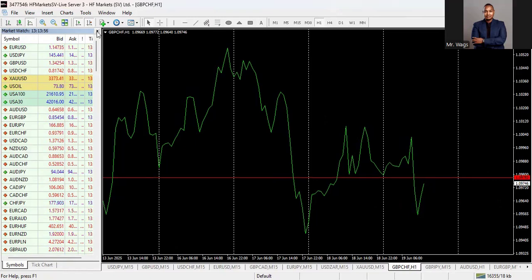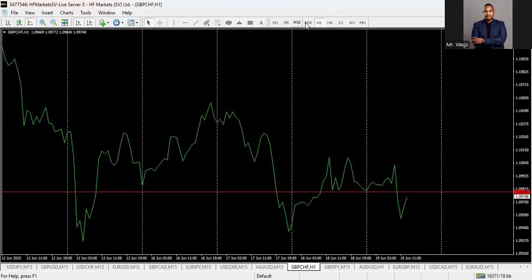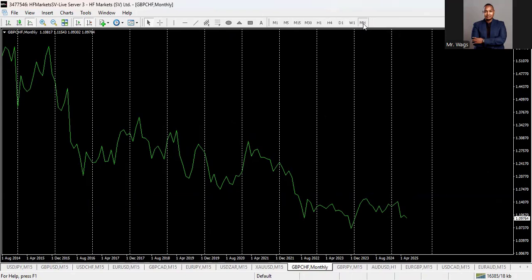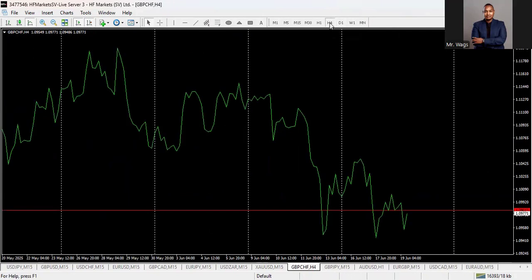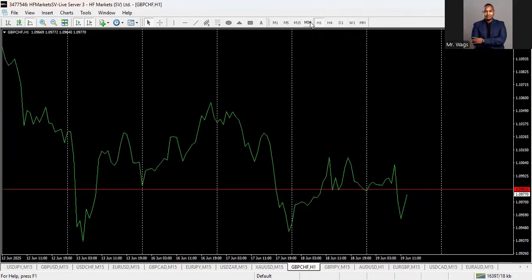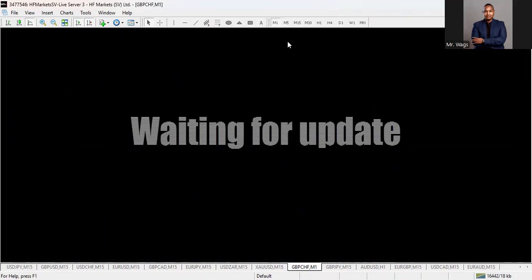So here on this chart, we have GBP CHF. So this is pound Swiss franc. And on this toolbar, these are called time frames. So you can go to monthly time frame, weekly time frame, daily time frame, 4-hour time frame, 1-hour time frame, 30 minutes, 15 minutes, 5 minutes, and 1 minute time frame.